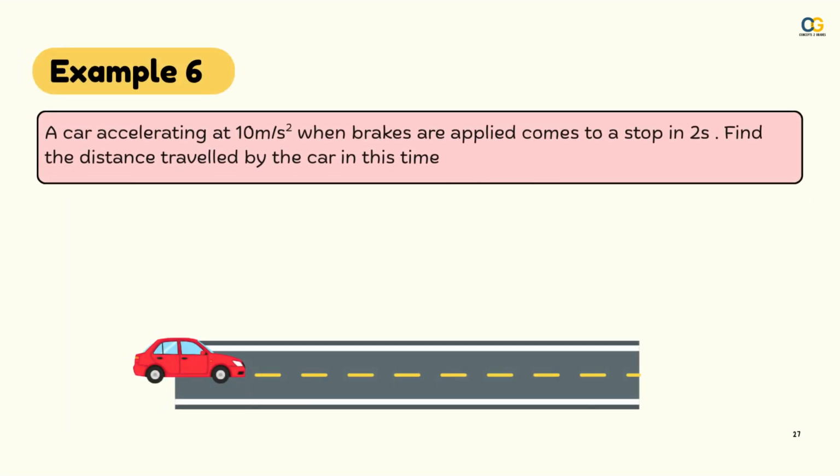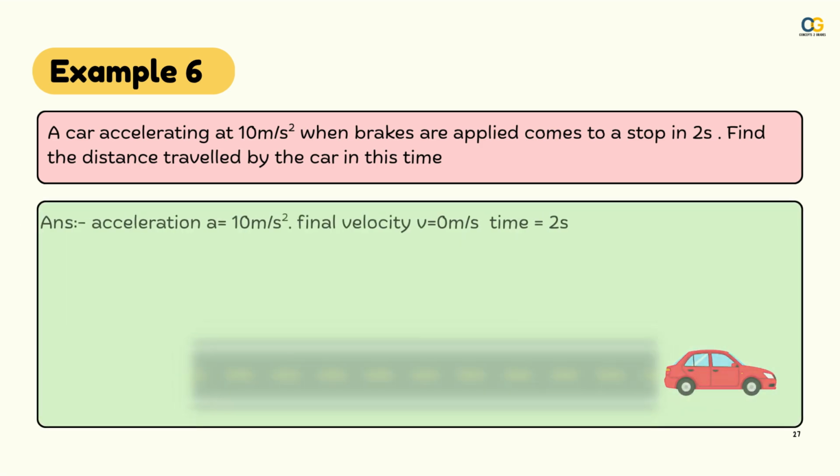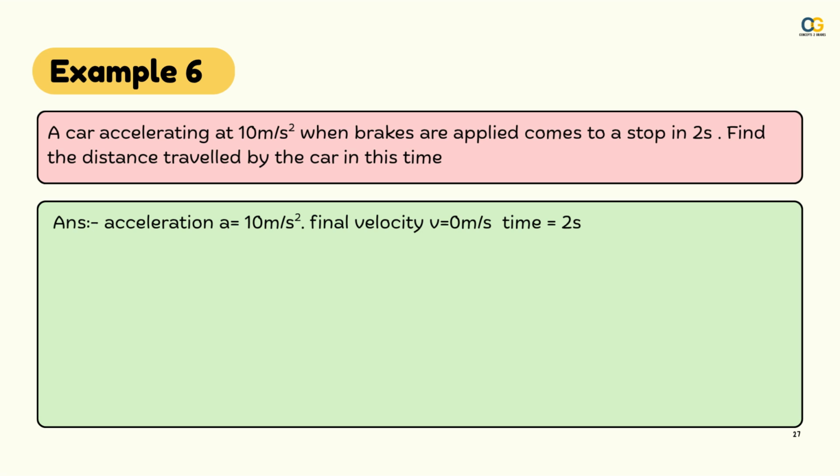A car accelerating at 10 meters per second squared, when brakes are applied, comes to a stop in 2 seconds. Find the distance traveled by the car in this time. So the acceleration of the car is 10 meters per second squared. The final velocity is 0 because it comes to a stop, and the time taken is 2 seconds.